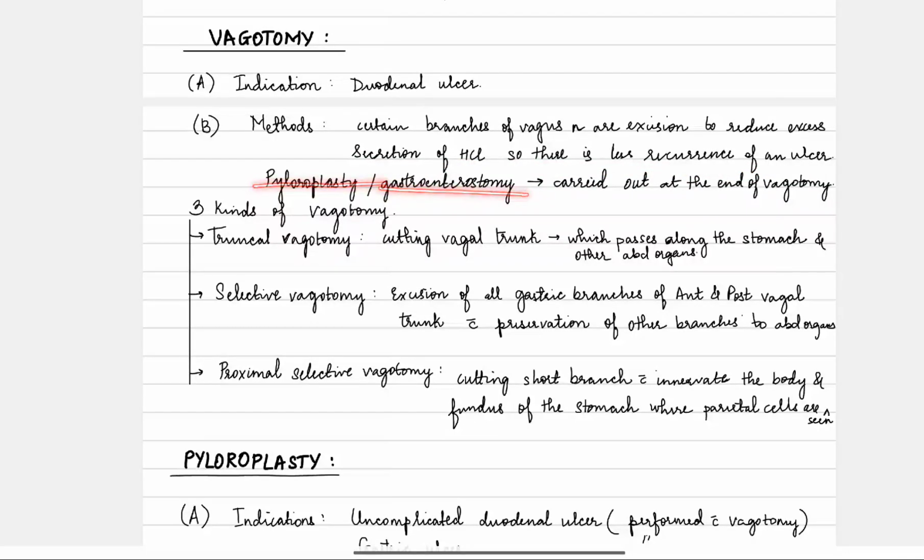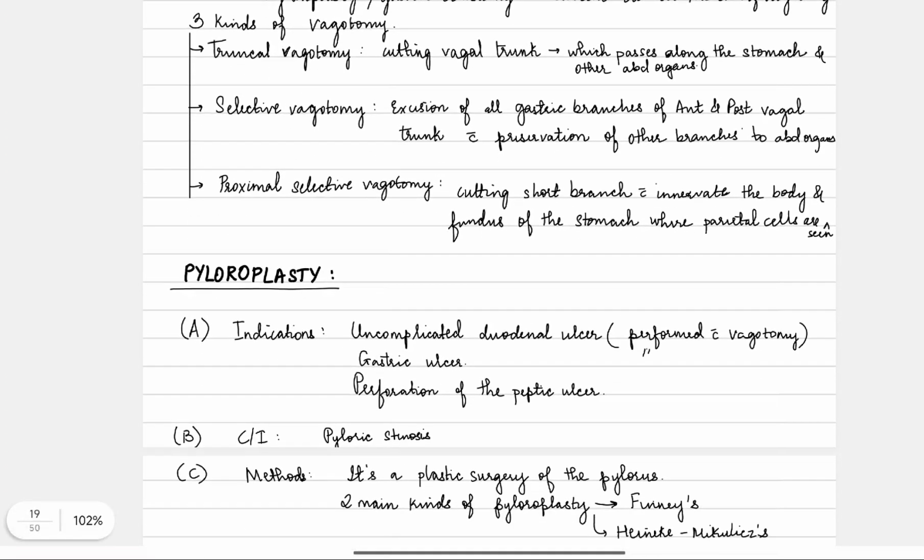Pyloroplasty or gastroenterostomy is carried out at the end of vagotomy. There are 3 kinds of vagotomy: truncal, selective, proximal selective. Truncal is cutting the vagal trunk which passes along the stomach and other abdominal organs. Selective vagotomy is excision of all the gastric branches of the anterior and posterior vagal trunk with the preservation of other branches of the abdominal organ. Proximal selective vagotomy is cutting the short branches which innervate the body and fundus of the stomach where parietal cells are seen.